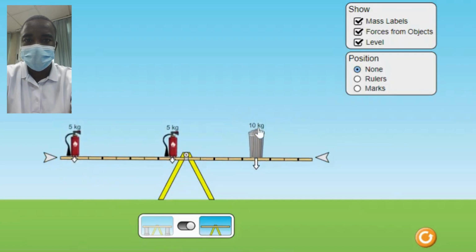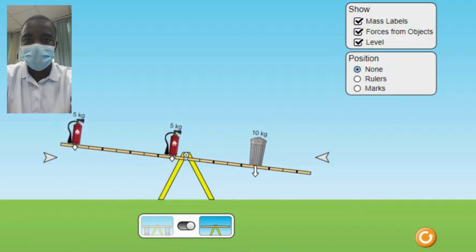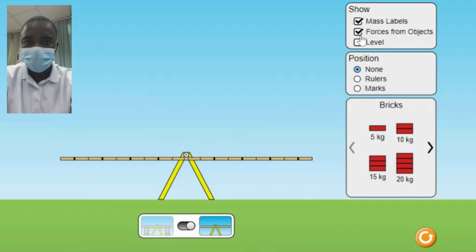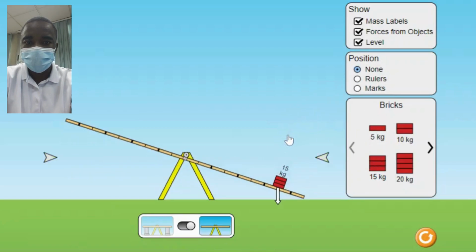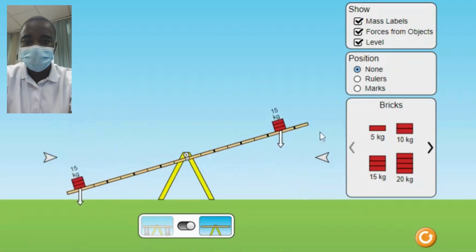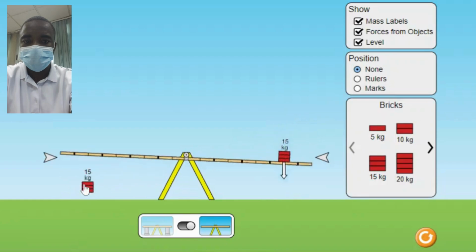The simulation helps students understand the concept of torque, which is the rotational force exerted by an object around a pivot point. Torque is calculated as the product of the mass of the object, the lever arm, distance from the pivot point, and the gravitational acceleration. By exploring how torque affects the balance of the teeter-totter, students can gain a deeper understanding of this fundamental concept.